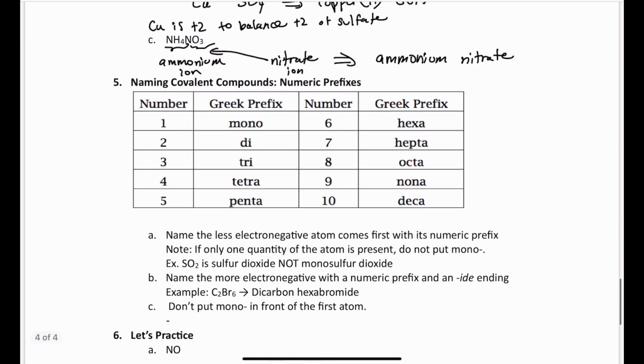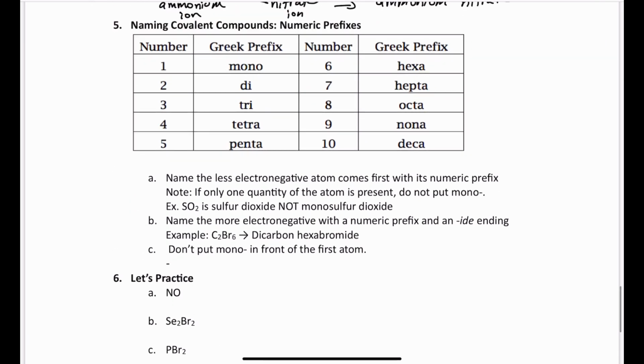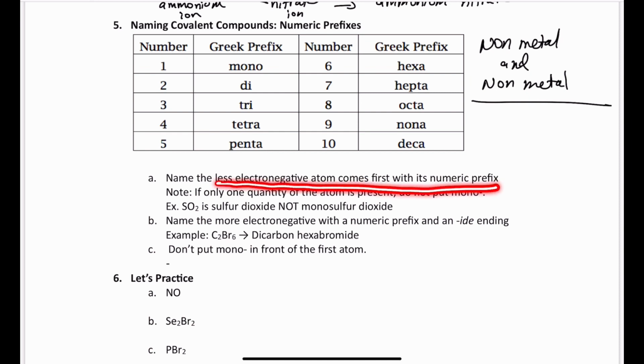So there's another kind of naming that we'll do. These are binary covalent compounds. So these are made up of a non-metal and another non-metal. So 2 non-metals together, we can get these compounds. And the way that we name them is the less electronegative comes first. So the less electronegative atom comes first, and then it has a numeric prefix of how many things there are. So if there's 2 of them, it would be di. If there's 3, it's tri, tetra, penta.